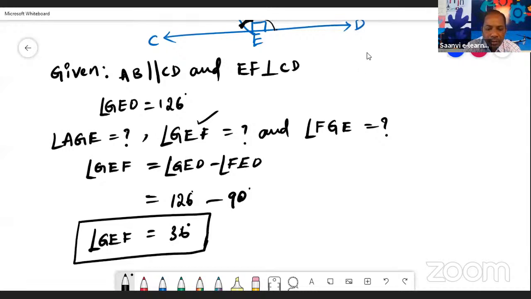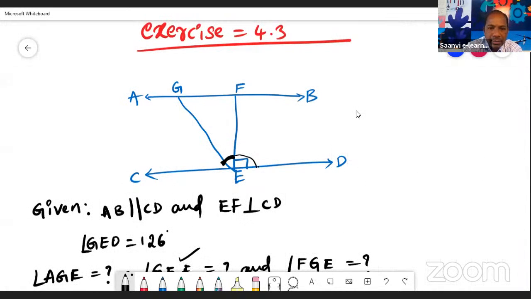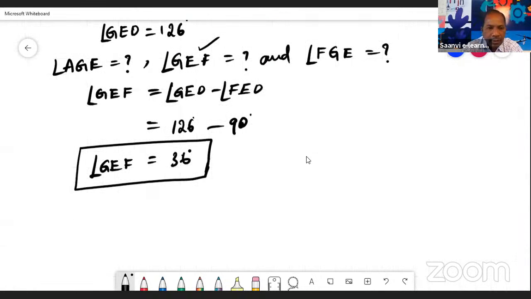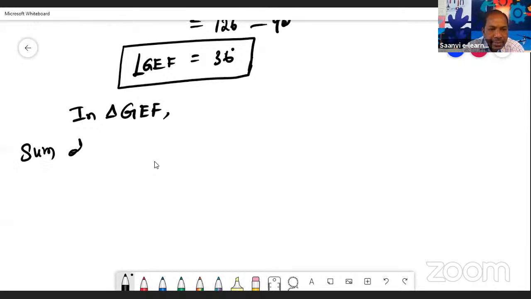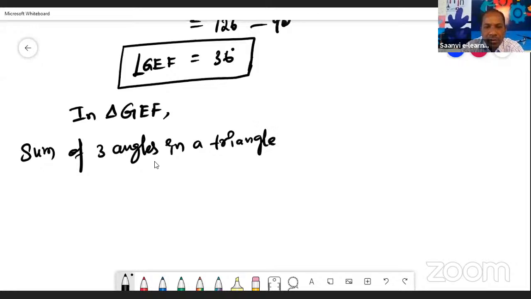Now observe the triangle GEF. In triangle GEF, use the angle sum property. What is the angle sum property? The sum of the three angles in a triangle is equal to 180 degrees. ASP means angle sum property. The sum of the three angles in a triangle is equal to 180 degrees.